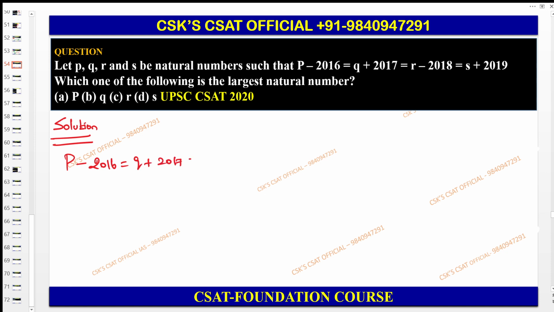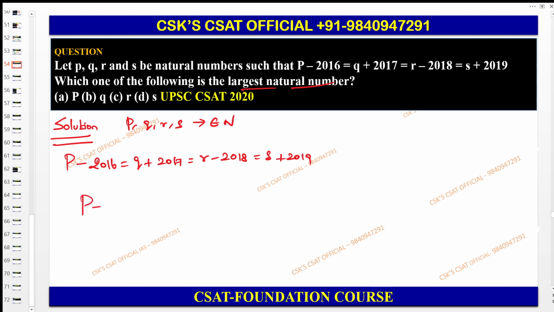Everything is given as R and then S, P, Q. They say that P, Q, R, S are natural numbers, so they belong to N. Which of the following is the largest? Simple here. Everything is equated in terms of P plus P, then you can simply calculate.